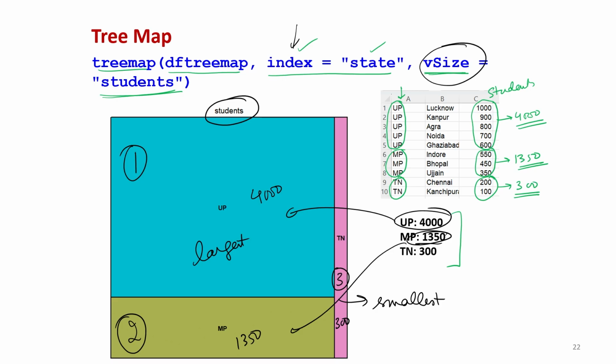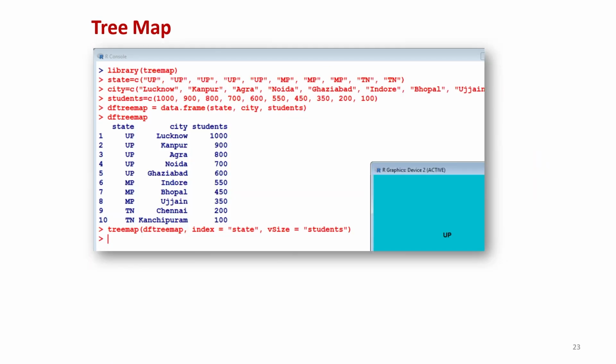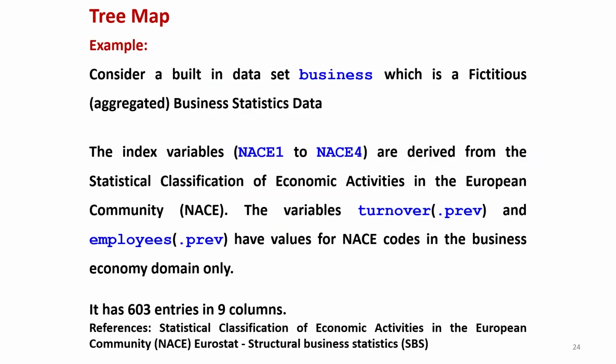You will now understand what type of information it is giving you, which possibly a pie diagram cannot give you. A pie diagram at the most can plot only these 3 figures, 4,000, 1350 and 300, that's all. But it cannot automatically compile that this 4,000 is coming from 5 data points, 1350 is coming from 3 data points, and 300 is coming from 2 separate data points. Now, let me give you one more example which is a little bit complicated.